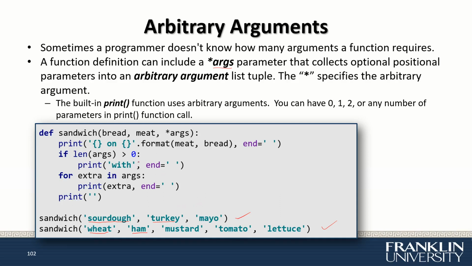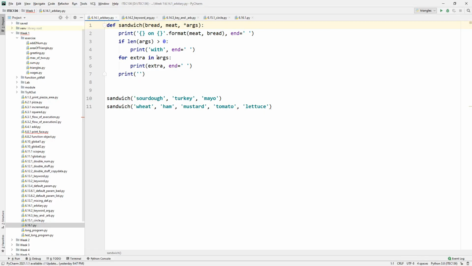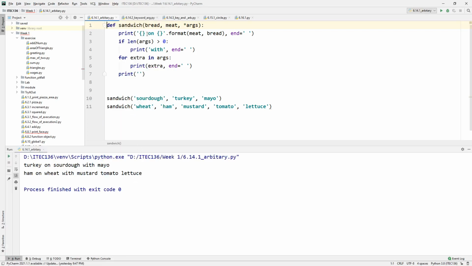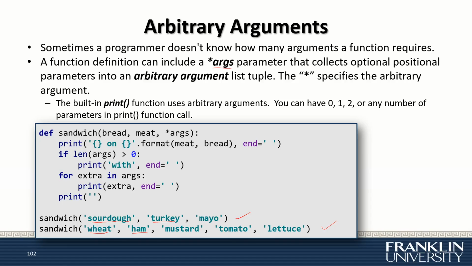And in this function, if the length of the argument, and again this is a tuple, is greater than 0, then I want to print extras, and then for each extra argument, I print what they are. So if I run this program with the arbitrary argument, turkey on sourdough, it prints extras, and then the extra is mayo, or with mustard, tomato, lettuce. This is an arbitrary argument.